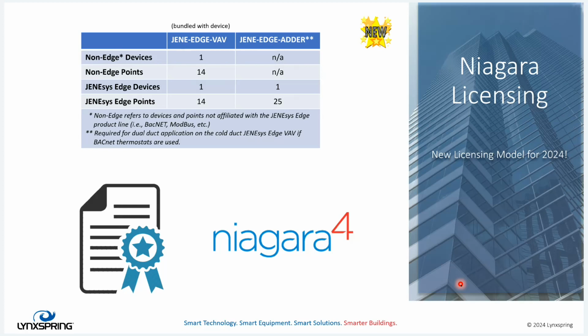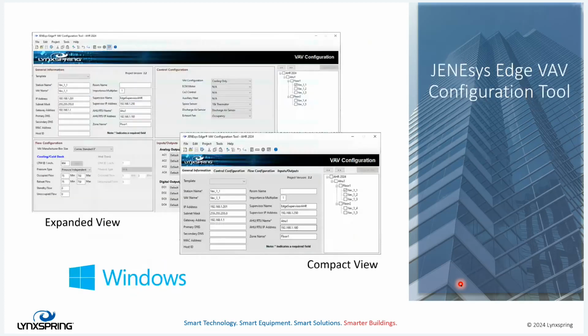Now, if you do need additional for whatever reason, you can purchase an adder, which will give you an additional edge device and additional edge points, 25 points in all. Now, you don't have to do anything special. If you just order them, they are licensed in the factory and then sent out. If you want the adder, that is something that you would purchase separately from the VAV, and if it's purchased at the same time, then we can do that for you, or you can do it after you receive the device.